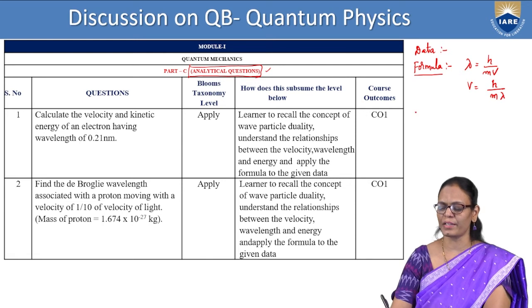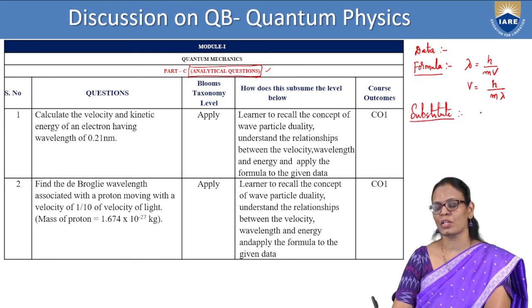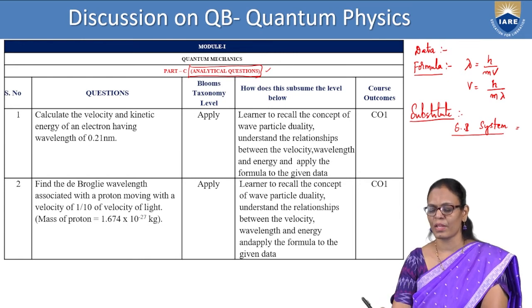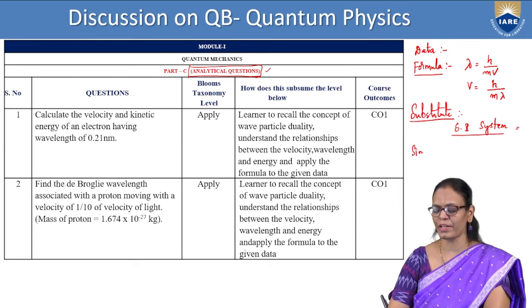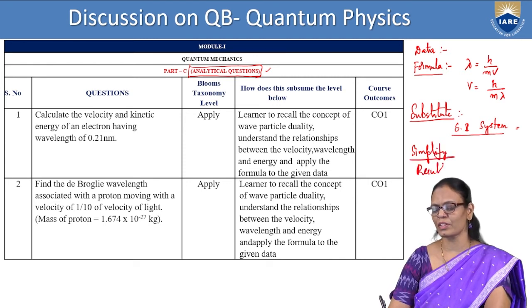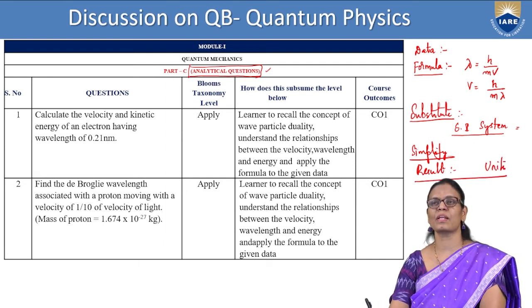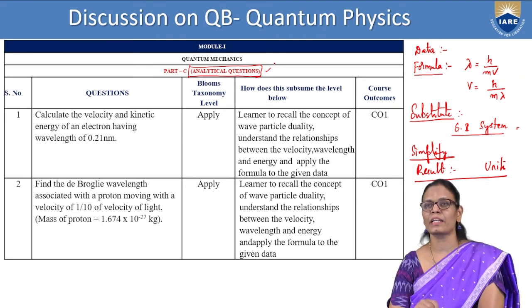So write the formula, and the next thing is substitute the quantities in the given formula. But before substitution, you will have to take care of the system which we are following. Usually all the quantities should be in a single system of units. So mostly we'll be using the SI system. After substituting, you will simplify and then you get the answer. Along with the result, you also have to mention the units. So these are the things you will have to keep in mind whenever you are doing the analytical questions.